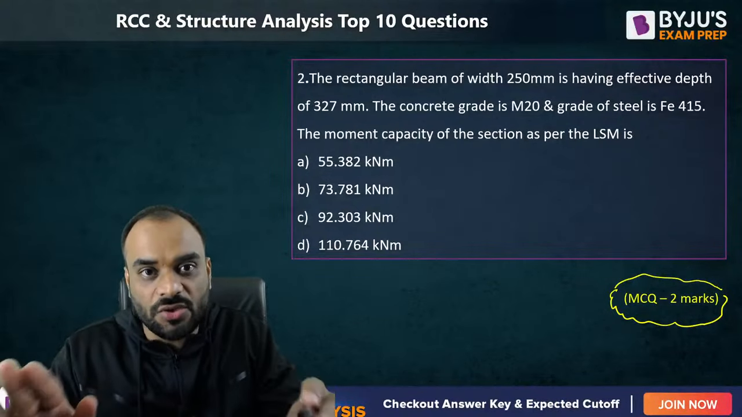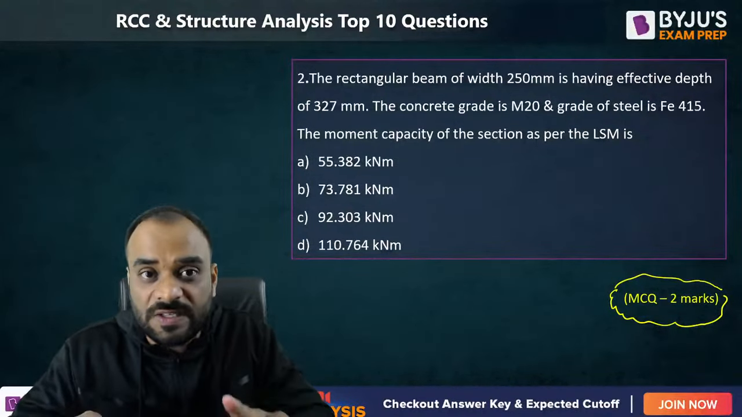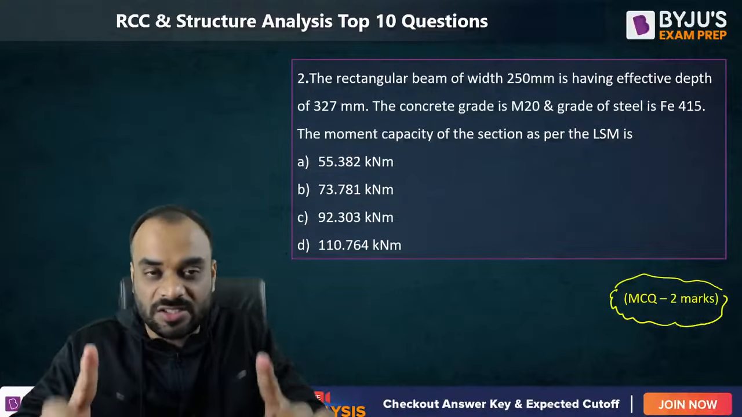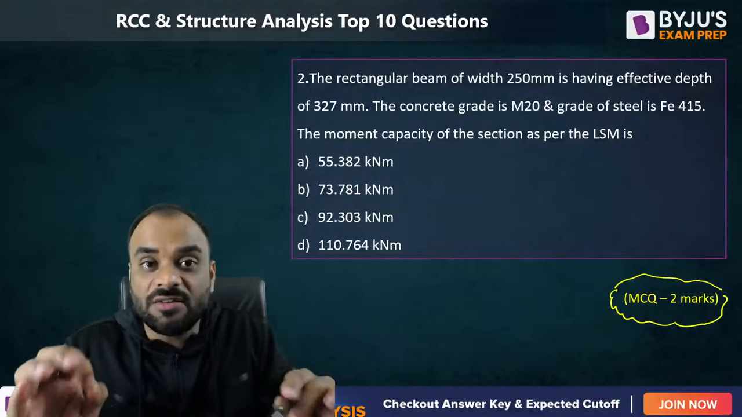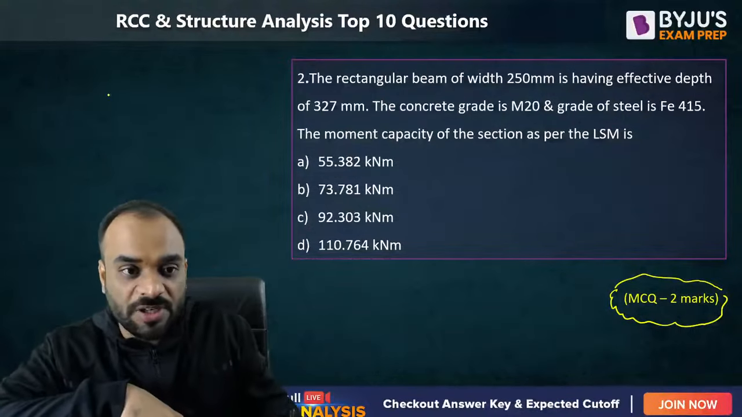But right now it is not given. If it is not given, then what do you have to do? You need to find out the moment of resistance according to the limiting section always. If the area of steel is not given to us, then we have to do that, right? So let's do this particular problem, guys.